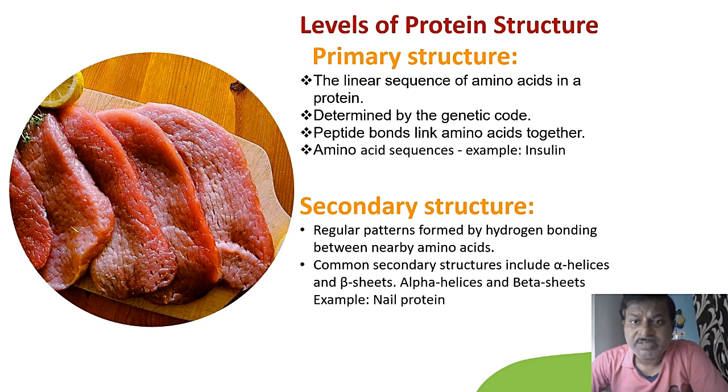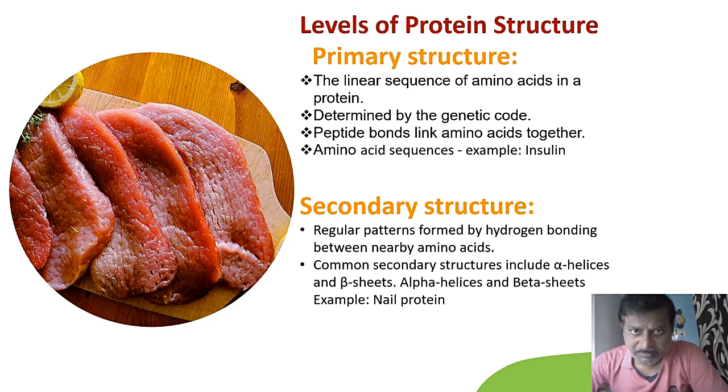First one is primary structure. This is the very simplest structure, which has amino acid sequences, because proteins, as I told you, are the building blocks of life, and they are made up of amino acid sequences. So when you have only a very simple sequence, that is an amino acid thread or sequence, this is called a primary structure. Anything which has a linear sequence of amino acids in a protein is called the primary structure of the protein.